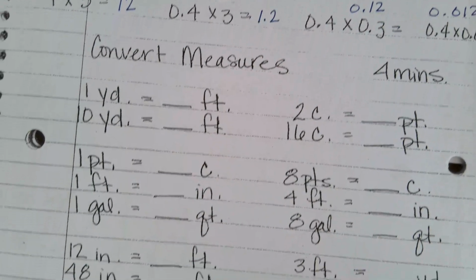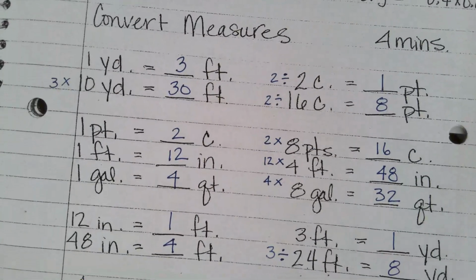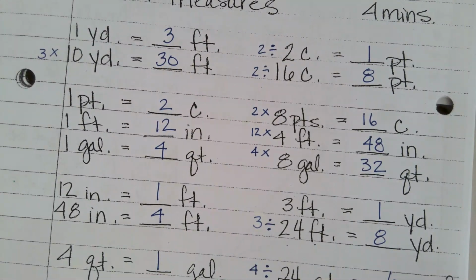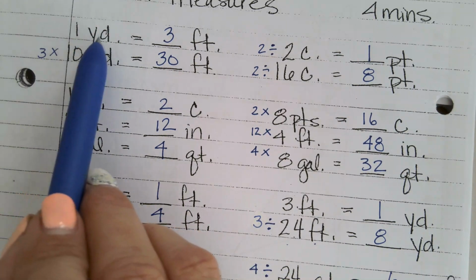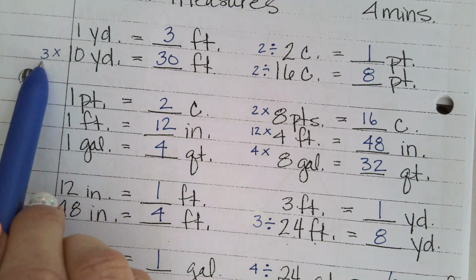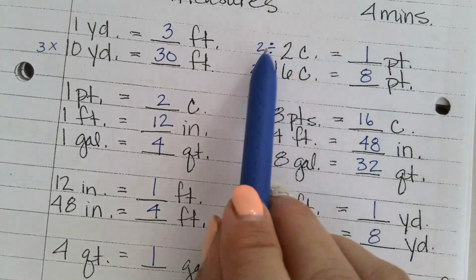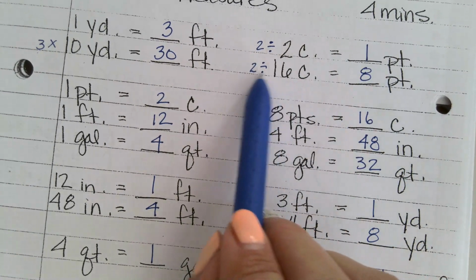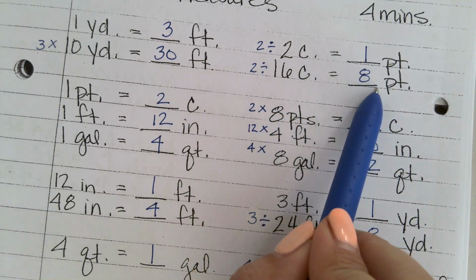Okay, next section. Take on converting your measurements. What do you know? Go back to what you know. All right, let's check it. And you can kind of see some of the multiplication that I used, or division. 1 yard is 3 feet. So 10 yards is 30 feet. I multiplied by 3. 2 cups is 1 pint. So 2 divided by 2 is 1. 16 divided by 2 is 8. 16 cups is 8 pints.